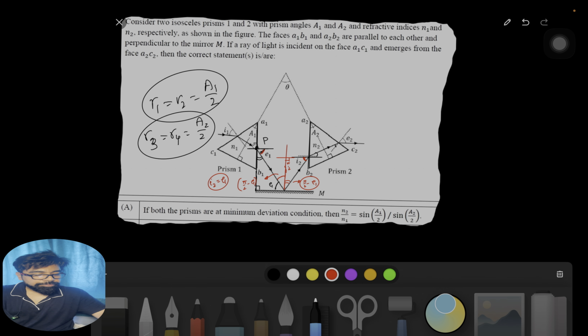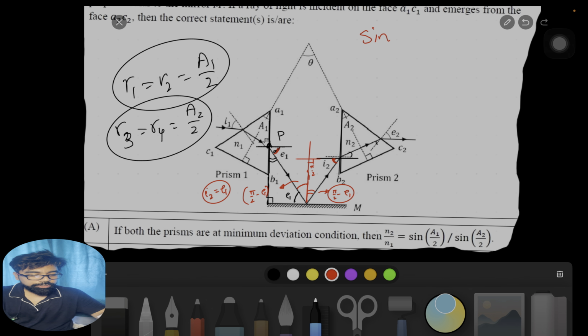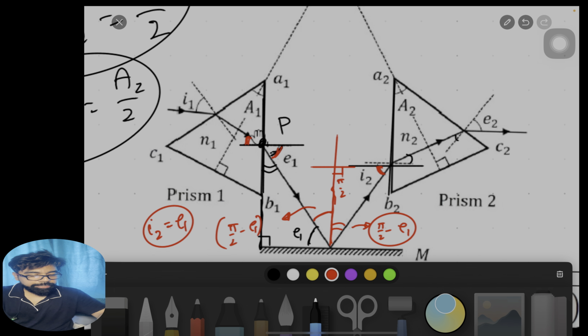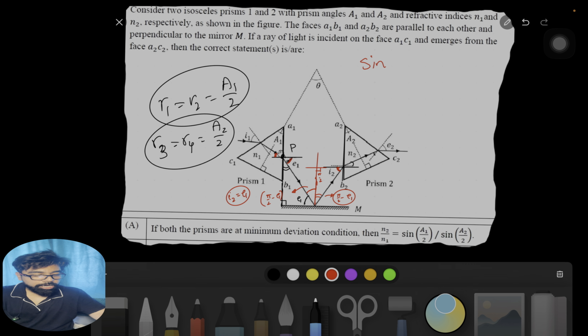Okay. So for the first prism, Snell's law at point P, what will be the condition? You can call this angle R2. N1 is the refractive index of the first prism, multiplied with sine R2, and the value of sine R2 is going to be sine A1 by 2, which is equal to, because outside is air, 1 into sine E1. So I got the first equation: sine E1 is equal to N1 into sine A1 by 2.